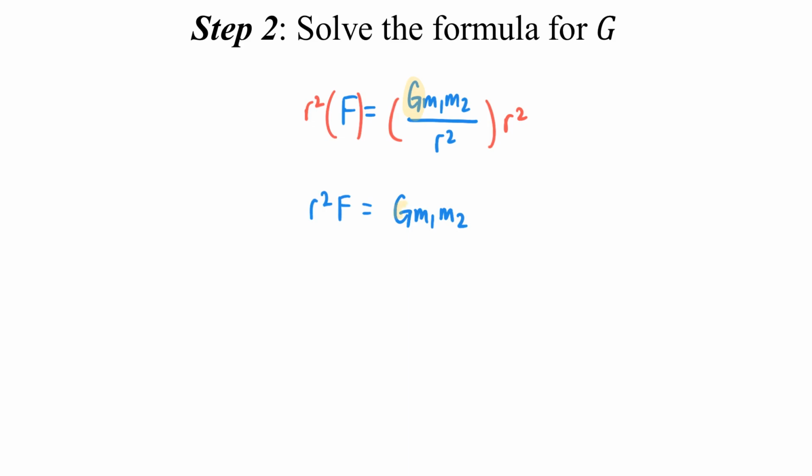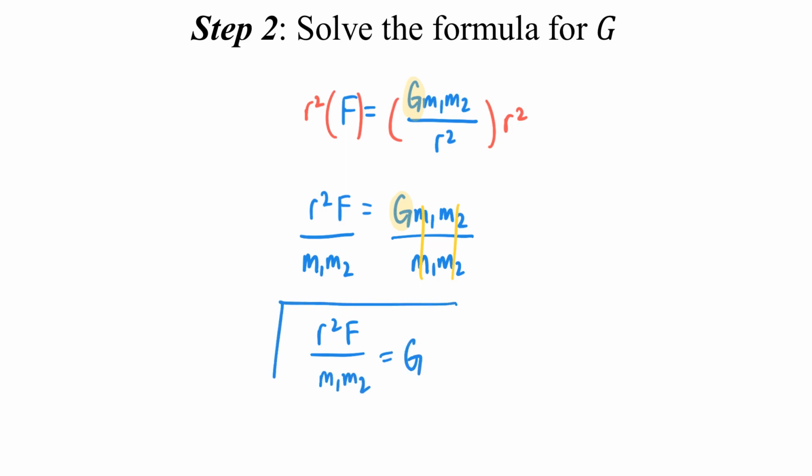And just a reminder, the goal is to get G by itself here. So what do we need to do to get G by itself? What's currently being done to G that makes it not be by itself right now? It's being multiplied by M1 and M2. So let's divide out the M1 and the M2 at the same time. Those knock each other out. We're just left with R squared F over M1 M2, and that's equal to G.